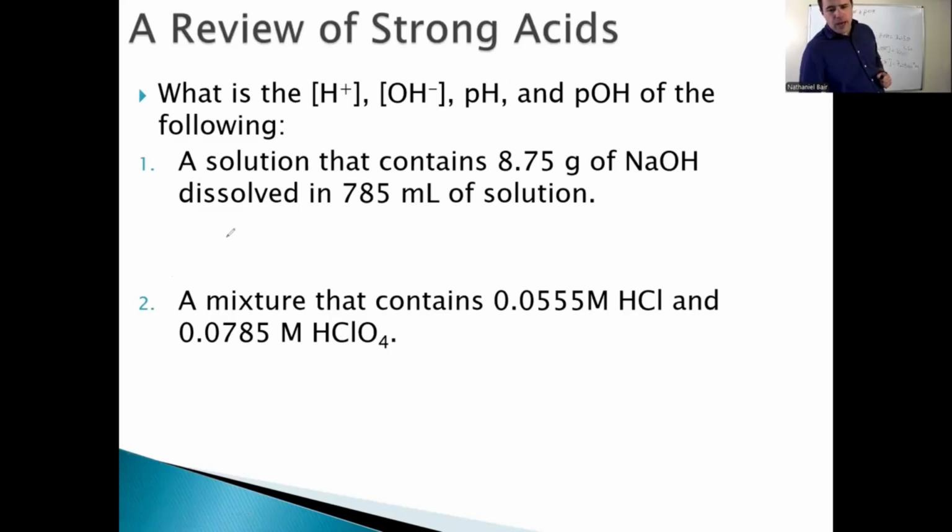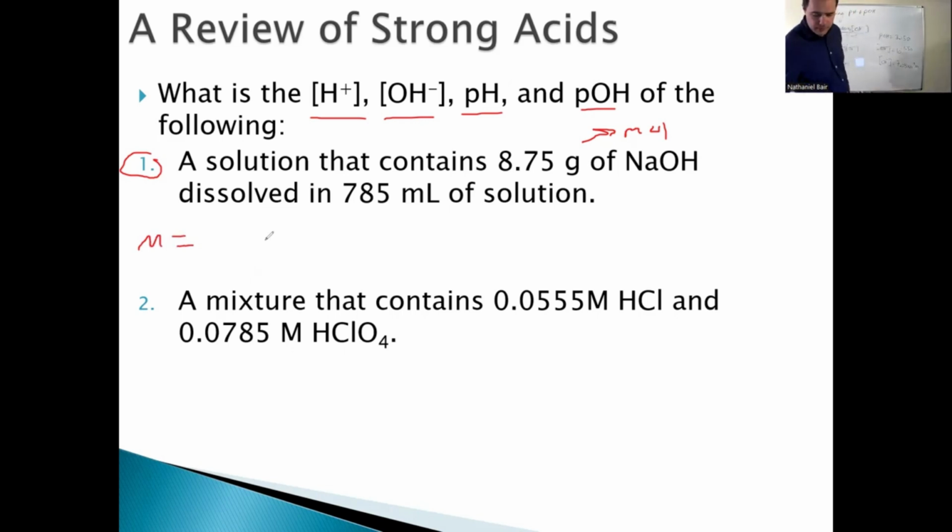I would like you to try number one here, a solution that contains 8.75 grams of sodium hydroxide in 785 milliliters of solution. I would like the H plus, the OH minus, the pH, and the pOH of that. So the first thing you have to do is get that hydroxide ion concentration. So you have to turn that into moles. And then you got to divide that by the volume in liters. So let's see at first. First thing, can you get me a molarity of sodium hydroxide? Let's start there.